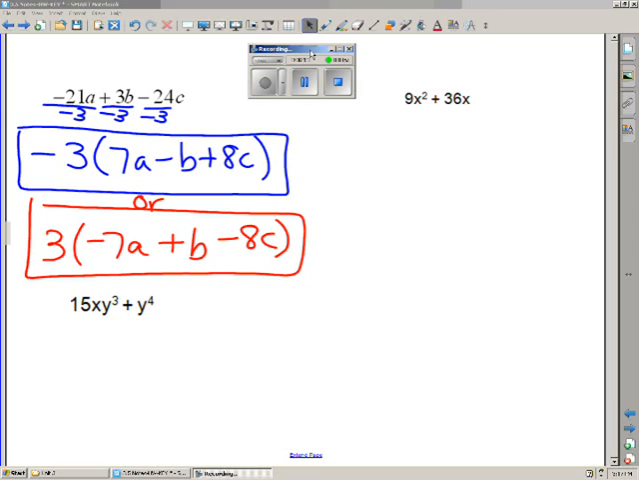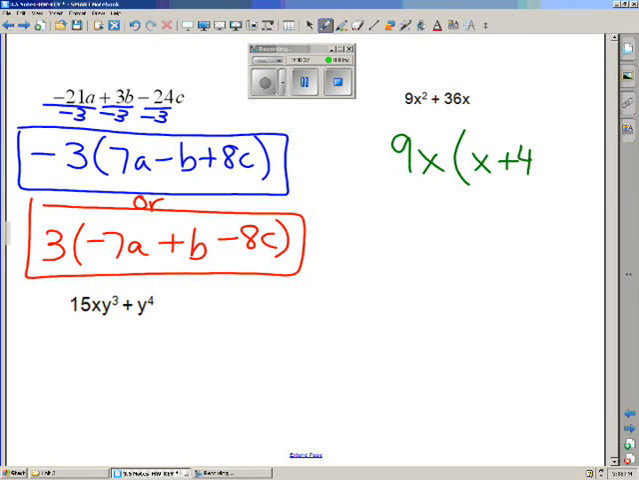For the next problem, I've got 9x squared plus 36x. My number GCF is a 9. My variable is an x. And then I'm going to do reverse distribution or division in my head, whatever you want. But I know that when I pull out 9x, what's left over is 1x plus 4. Because if I were to multiply back, I'd get 9x squared plus 36x.